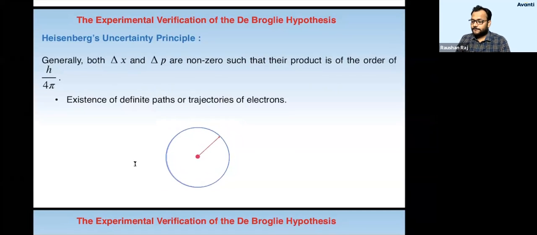चलिए. Generally, delta x and delta p are what? Non-zero, such that their product is of the order h by pi. तो जनरली क्या होता है? डेल्टा एक्स एंड डेल्टा पी.